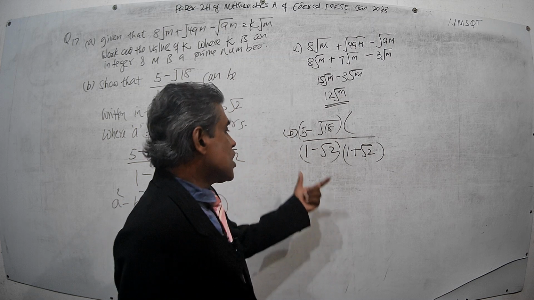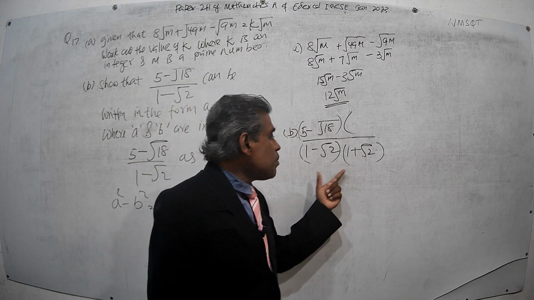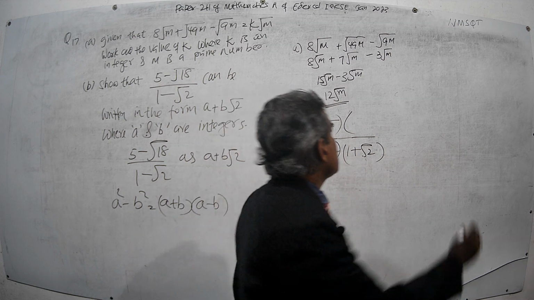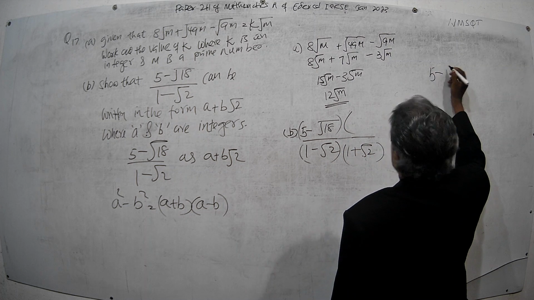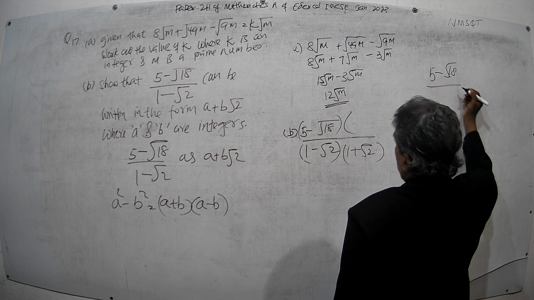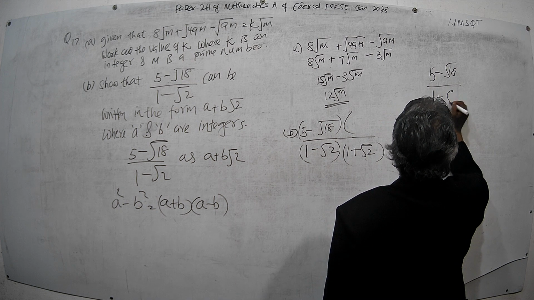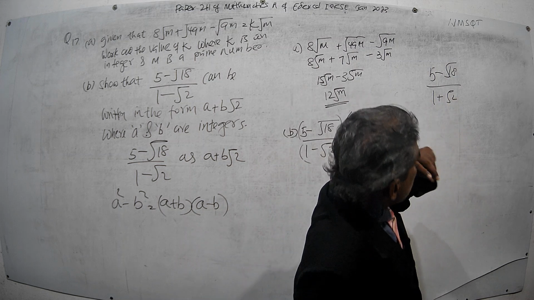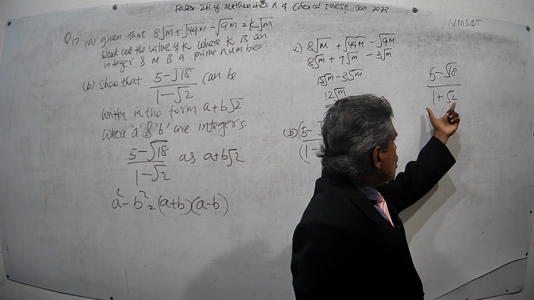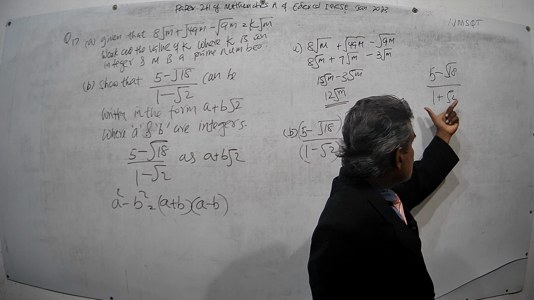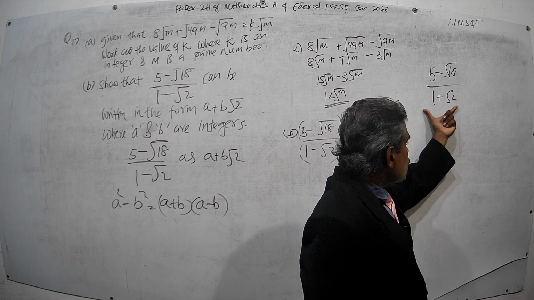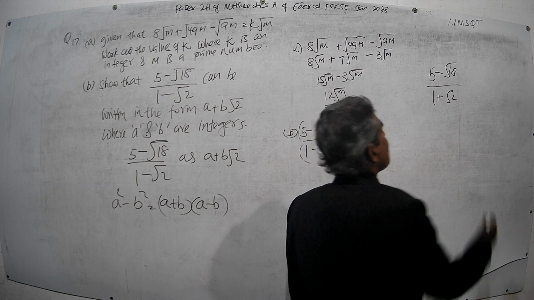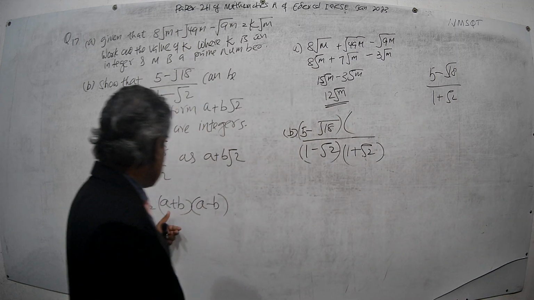Whenever you have to rationalize a denominator like this, you have to multiply by the factor that will make the factors of difference of two squares. For example, let's say you have been given something like this, 5 root 18 divided by 1 plus root 2. To rationalize this denominator, we need to see which factor should be multiplied by this to make it the factors of difference of two squares, a plus b, a minus b.